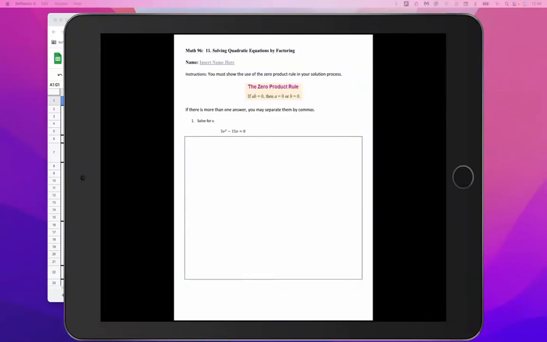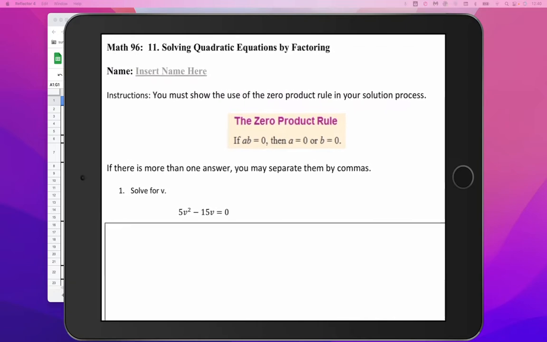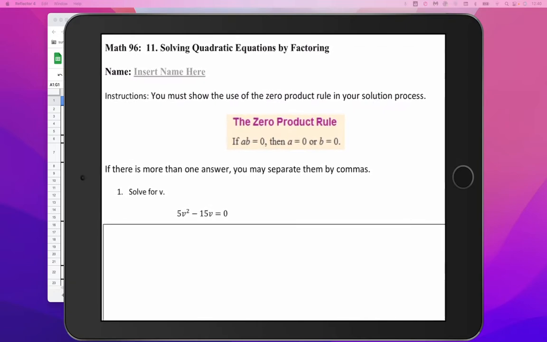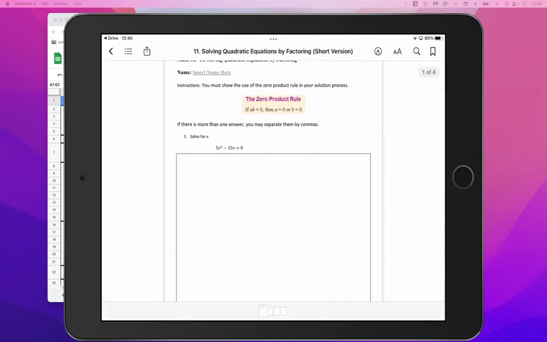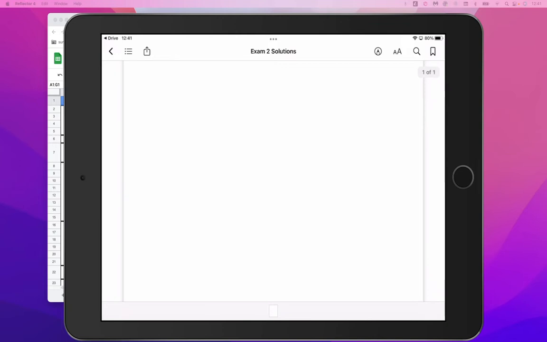So to start us off for homework 11, there's a couple things that I want to take some notes on. One of them being the zero product rule. We'll make sense of that, and then we'll come back to homework 11 and do some stuff there. So ignore the fact that this says exam 2 answers at the top or solutions or whatever it says. This is just a blank page that I have here for the purpose of taking some notes.